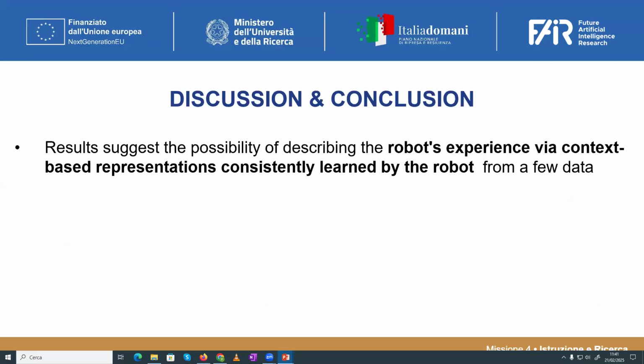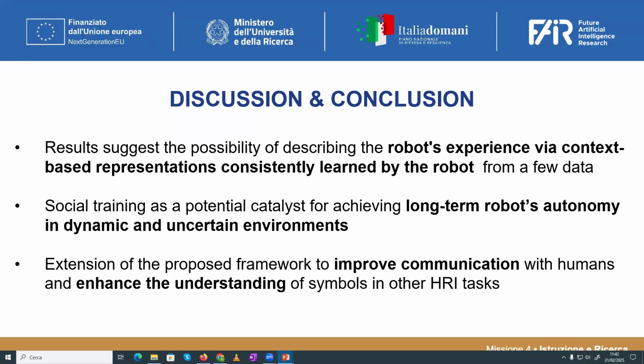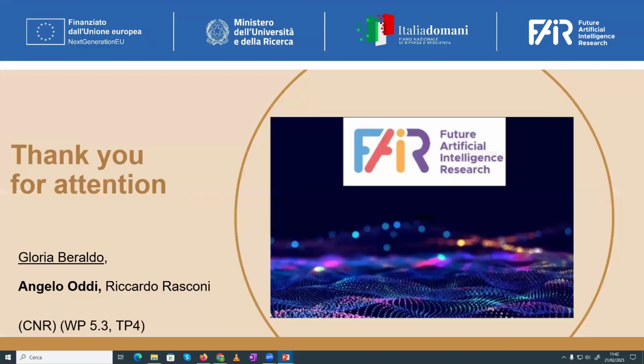Okay, so in conclusion, we have presented a system and a control architecture which is able to learn new knowledge in symbolic form. And the idea is to use these capabilities of generating new knowledge in a social environment. So it's possible to think of doing some training where the robot interacts with people. And in this case, we can think of this as a catalyst to improve the long-term autonomous capabilities of the robot. And also, the idea is to study how to improve the communication skills of the robot with humans. Okay, thank you.